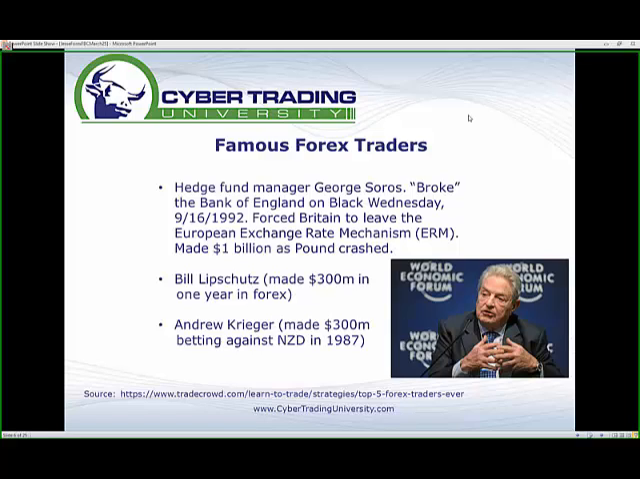So another big money trader, Bill Lipschutz, he made $300 million in 1 year via Forex. And yet another trader back in 1987 made $300 million just by betting against the New Zealand dollar alone. So there's incredible potential within this market. It's one of the most exciting markets in my mind.